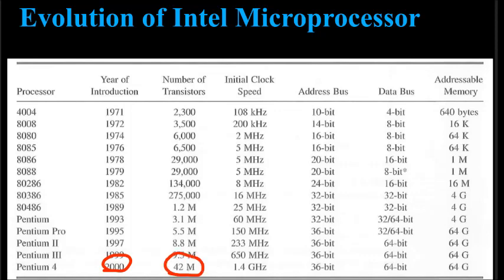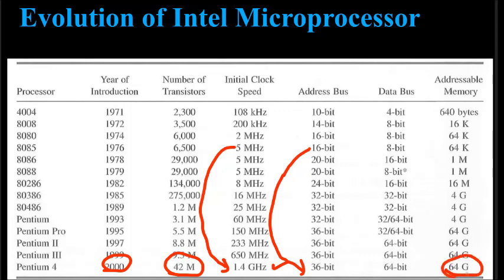Then if we compare the Pentium processors, like Pentium 4, which was introduced in 2000, it had 42 million transistors, and the clock speed is 1.4 gigahertz. Now if we compare the clock speed of 5 megahertz with 1.4 gigahertz, making some approximations, we can say with respect to clock, Pentium is 1000 times faster. And from a 16-bit address we come to a 36-bit address, because of which 64 gigabytes of memory can be addressed. And from an 8-bit processor, now this is a 64-bit processor in 2000. So this is the difference. There is a big leap within a few years.